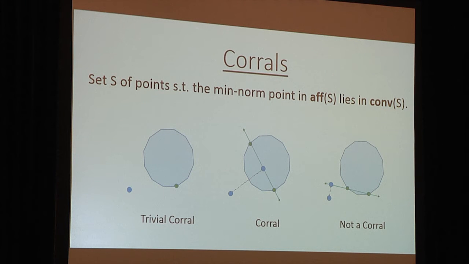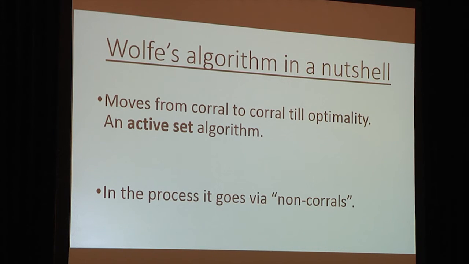In the first picture, where S, the set of points, is just a singleton, I call it a trivial corral because the convex hull, affine hull, and min norm point are just that same point. So that's a trivial corral. Corrals form the basis, and if you want to take one slide away from this talk about Wolfe's algorithm, it's that it's an algorithm which moves from corral to corral till it finds a minimum norm point.